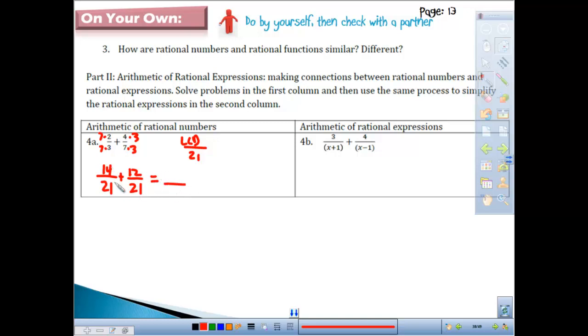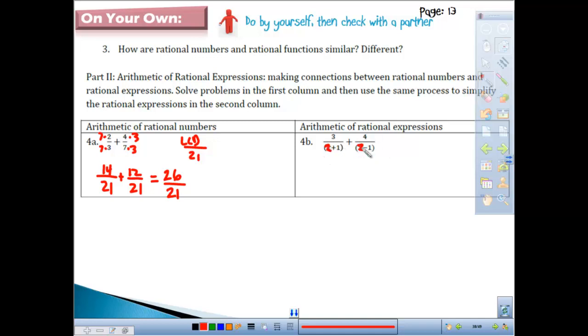Notice that the denominator, even though there's two of them, we're only writing it once, and up top we're going to have 26. Now over here, the same thing works with these. If I have x plus 1 and x minus 1, these are not the same denominator, because if x was 2, we would come up with two different denominators.